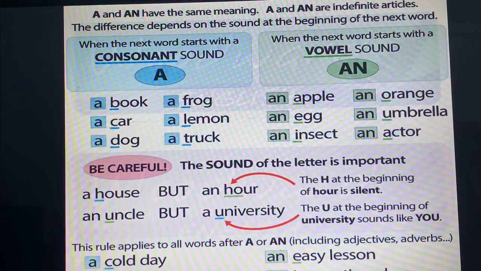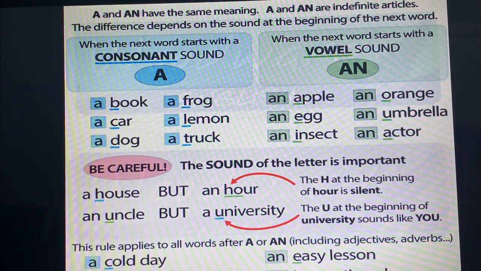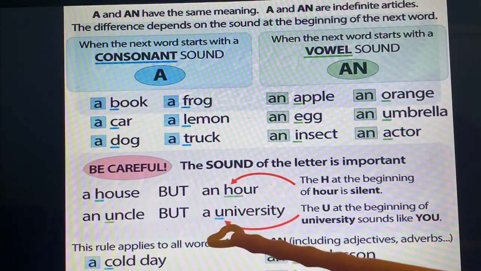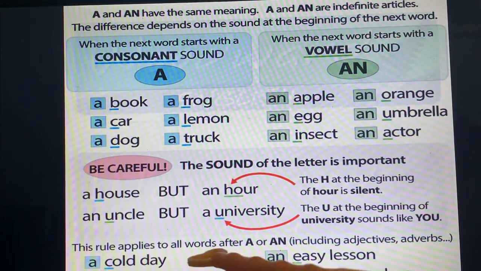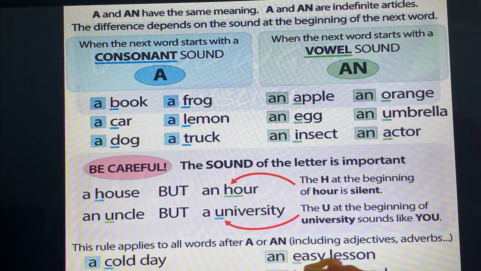But if we talk about university, check, focus on the sound. अपनी tongue, अपने sound पे ध्यान दीजिए. University, a university. But इन दोनों में तो U है. So we do not look at the letter, we should focus on the vowel sound. This rule applies to all the letters after a or an.